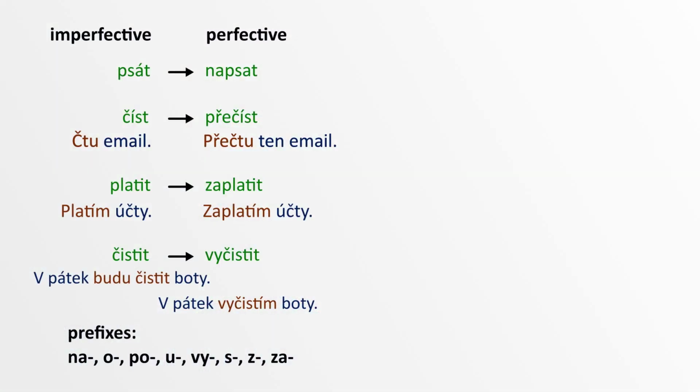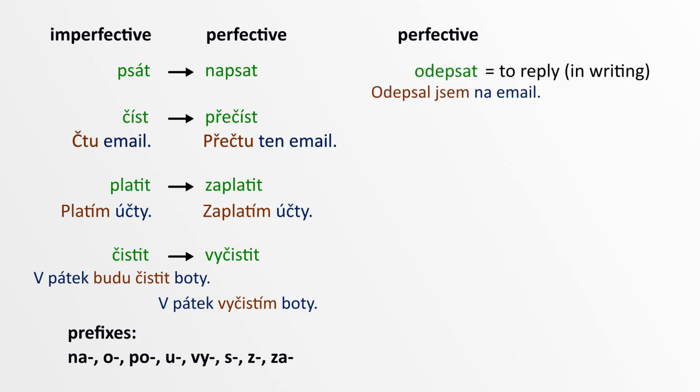For example, the imperfective verb psát, to write, can take different prefixes that shift its meaning. Odepsat means to reply in writing, like in the sentence Odepsal jsem na email. I replied to the email. It's now perfective, but also has a different meaning than just to write. Or podepsat, which means to sign. Podepsal jsem smlouvu. I signed the contract. Again, perfective and a different meaning.